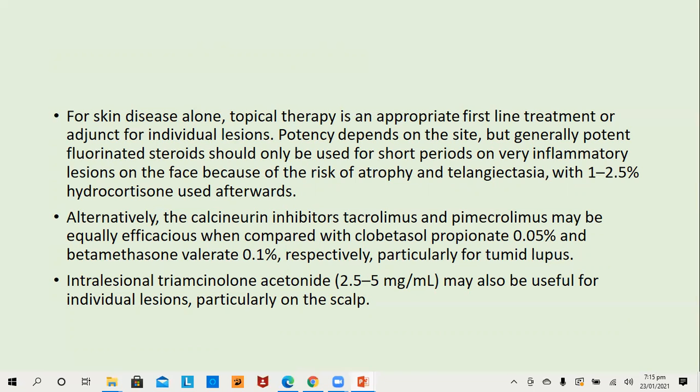Soon after, low potency corticosteroids like 1% hydrocortisone should be used. Alternatively, calcineurin inhibitors, tacrolimus or pimecrolimus, may be equally efficacious when compared with clobetasol propionate 0.05% and betamethasone valerate 0.1%. Intralesional triamcinolone acetonide may be useful in individual lesions, particularly the discoid lesions on the scalp.